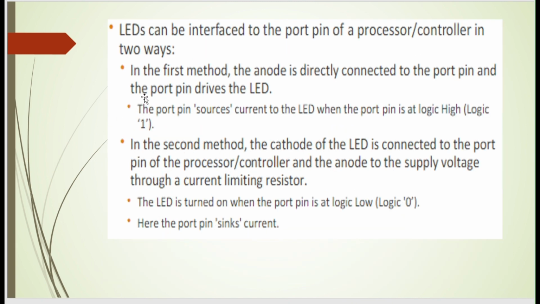Next, LED can be interfaced to the port pins in two ways. In the first method, anode is connected to the port pin and the port pin drives the LED to a very high logic, that is logic 1. In the second method, the cathode of the LED is connected to the port pin and anode to the supply voltage through a current limiting resistor. In this, the LED is turned on when the port pin is at logic low, that is logic 0.